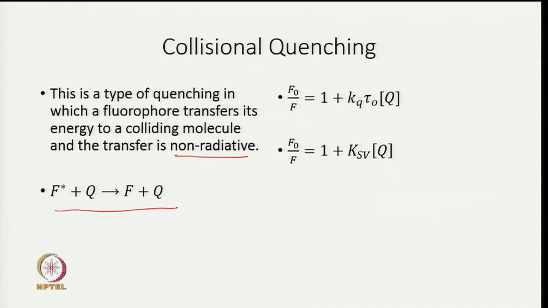The whole process can be shown by this equation. Here F is your fluorophore, Q is your quencher, and the star tells you that the particular compound is in excited state. So, F star means the fluorophore is in excited state. The quencher reacts with the fluorophore in its excited state and there is a transfer of energy from fluorophore to quencher.